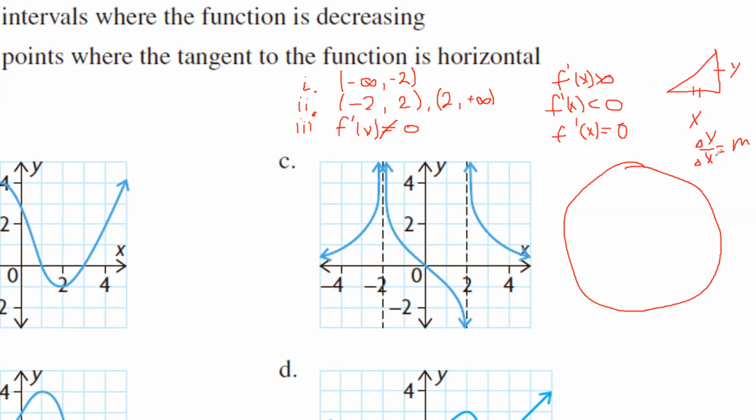Am I right, guys? So delta y over delta x is the slope of a tangent line. And this is also the tangent of this angle, right? Of this angle, and the tangent of this angle is y divided by delta x. So the tangent of this angle also equals m. Am I right?